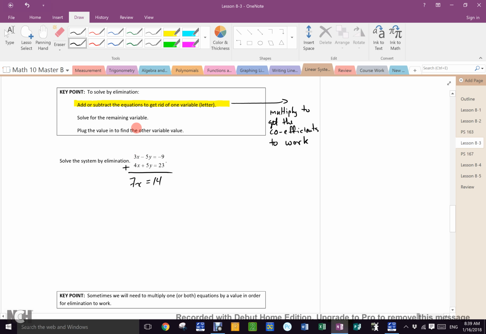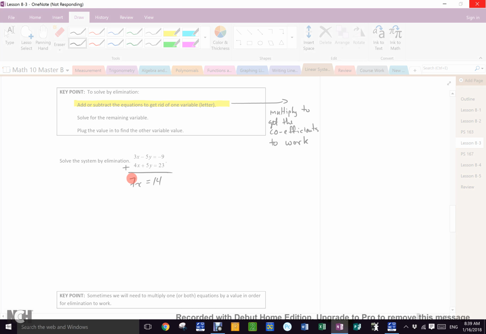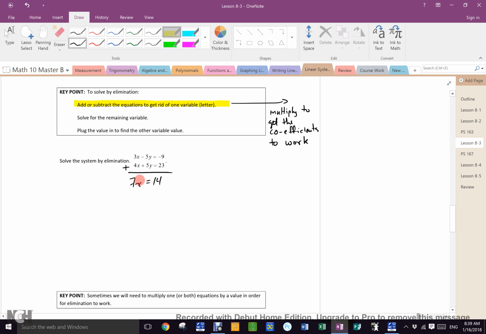In yellow, we added or subtracted, right? And that got me that. Now, the second step, in blue, solve for the remaining variable. How do I solve this? I divide by 7. So what does x equal? 2. There's the second variable.